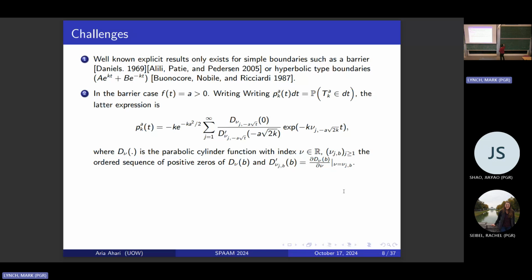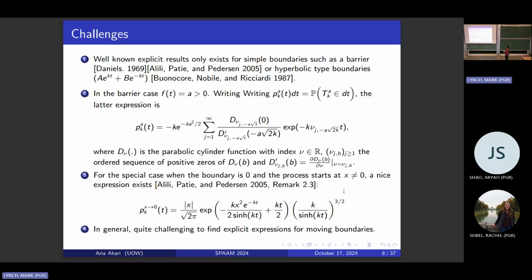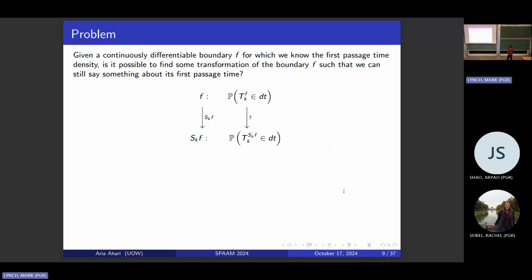So if you have a line with a slope, there's an expression that if you take the slope constant to 0, you should get this guy. But we don't know it. The nicest expression that exists is if you want to hit 0 and you start not at 0. There's an expression, but other than that, it's just that. Again, it's a challenging thing, right? So again, this same idea, right?